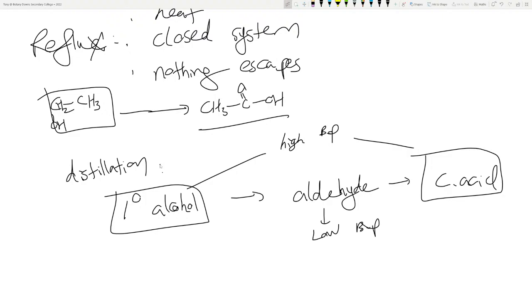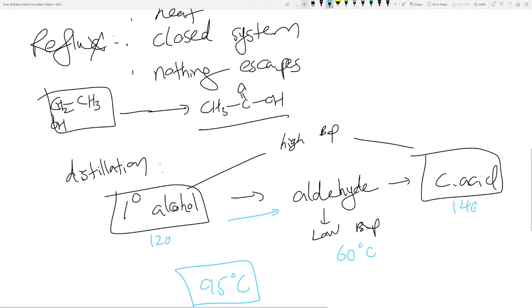Let's say, for example, if I give them numerical values, if this is 120 degrees, this is 140 degrees, and this poor guy is, say, 60 degrees. So what you could do is heat this at 95 degrees. What it does is that the alcohol cannot vaporize at this temperature, so it's going to react to become aldehyde. But as soon as the aldehyde is produced, it's going to vaporize, go through the condenser, and drop down at this end.